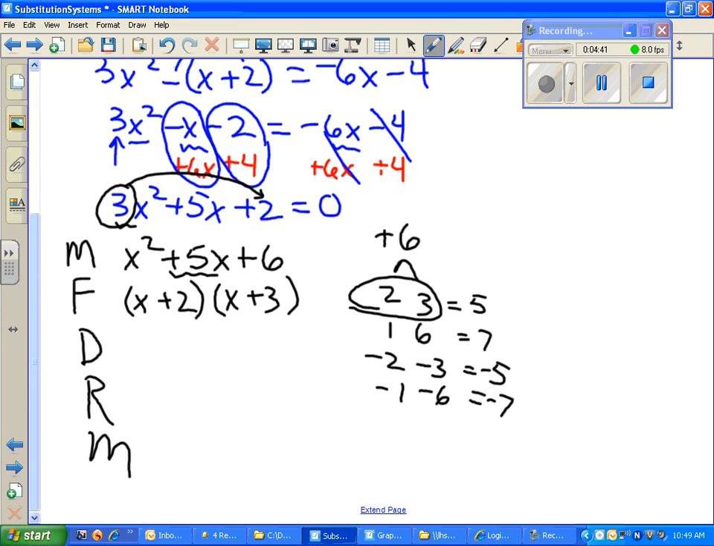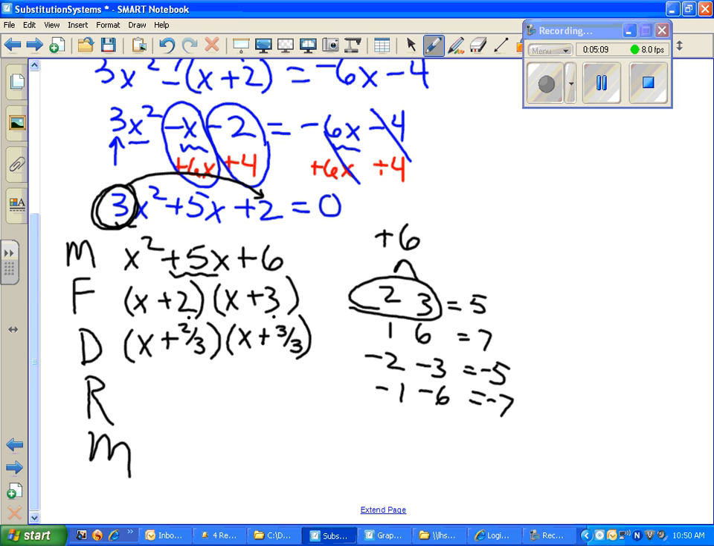Now we have factored it. We have to fix for the first step where we multiplied. This is where we're correcting for that. The D stands for divide. You will divide the constants on the end of each by the number you originally multiplied by, which was the 3. So I'm going to write this as x plus 2 over 3, and then x plus 3 over 3.